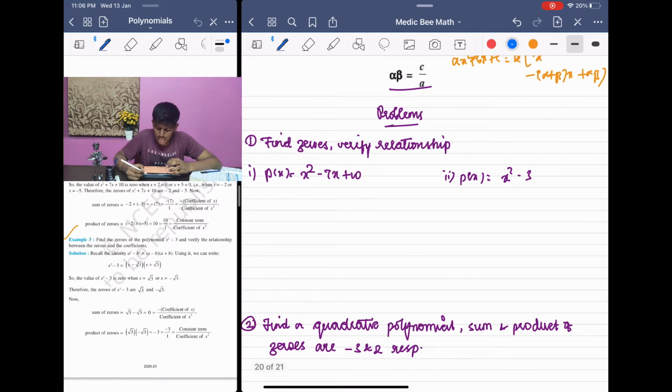Let's jump into problems. The first thing is find the zeros and verify the relationship. How will you find a zero? You will equate this polynomial to 0. Only then will you get the zeros of the polynomial. How will you factorize it? How do you find its zeros? There is a simple thing.